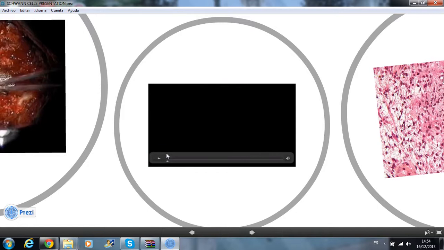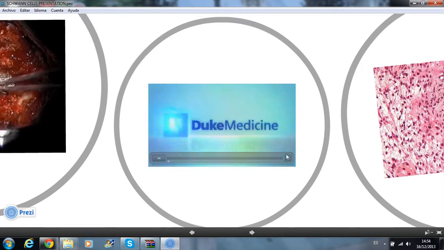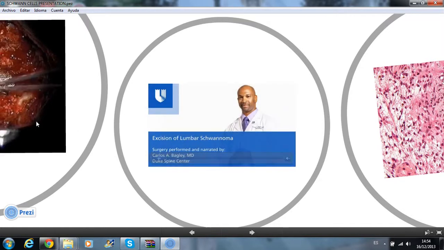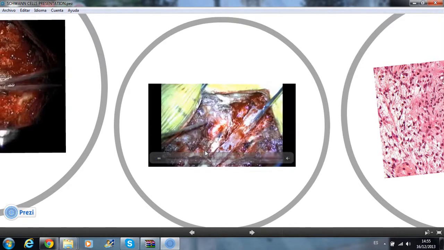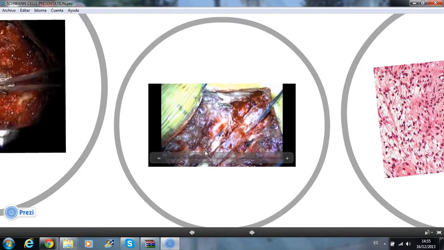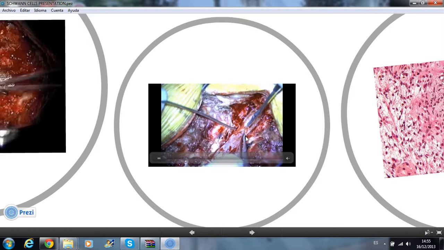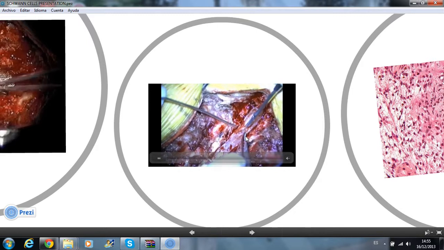Okay. Also, we can see in this video more information about schwannomas. As I told you before, the schwannomas do not only grow in the central system, but also in the peripheral system. So, as you can see here, there is a big schwannoma, and they are opening to extract all the things that contain that schwannoma.